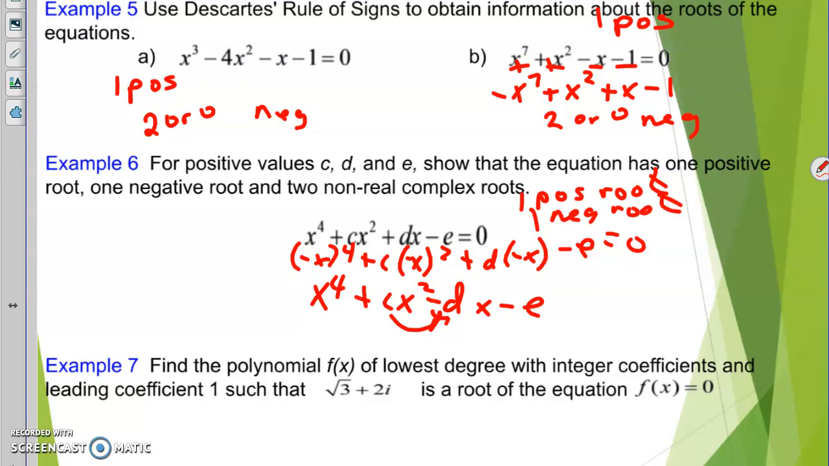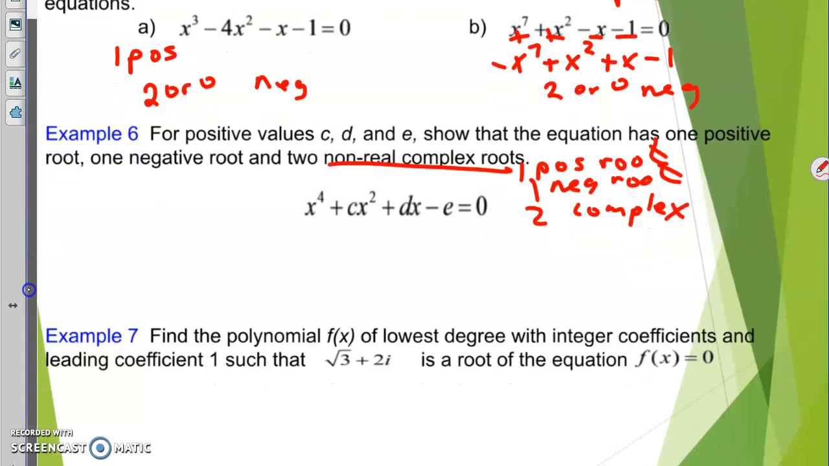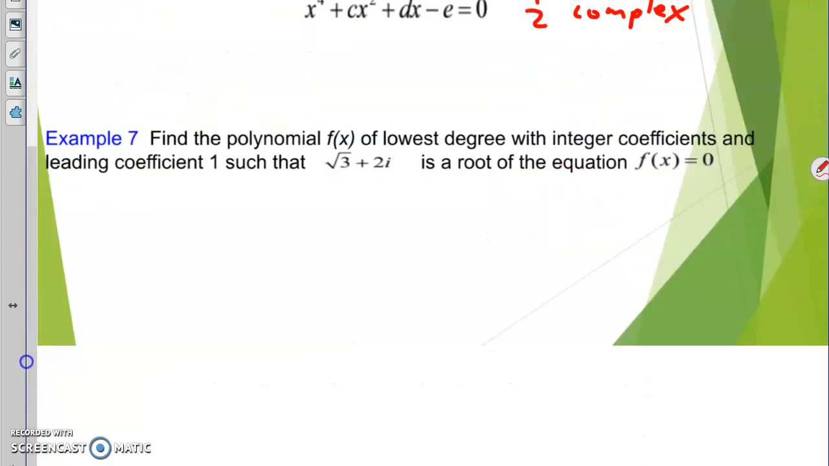And if there's 1 positive root and 1 negative root, and it's a 4th degree polynomial, the other 2 have to be non-real complex. So 2 complex. So we showed that.